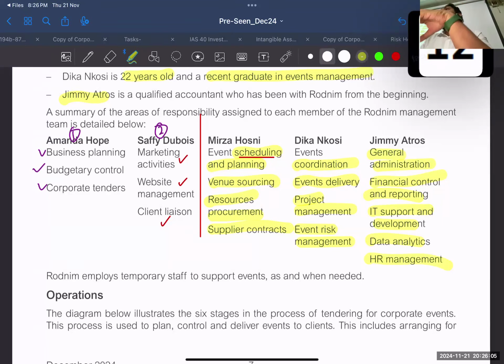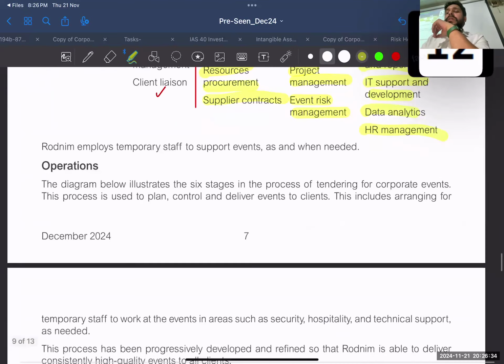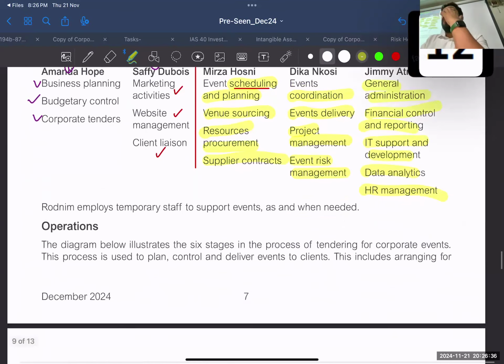And HR management, you know, it's a partnership business. So an accountant can also be an HR manager, an accountant can also be a marketer. We do not give much concern for this. But what if he's going to shift the business from the partnership into a limited liability company? Now that is going to have a massive impact on the management roles. Rodnim employ temporary staff to support the event as and when needed. So, you know, we also have the temporary staff cover option available.